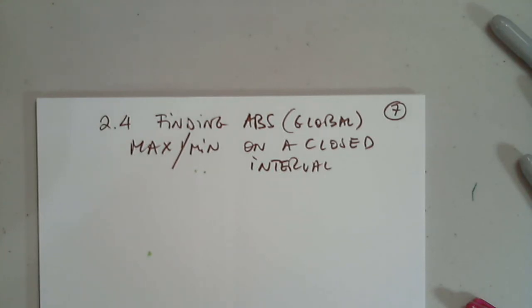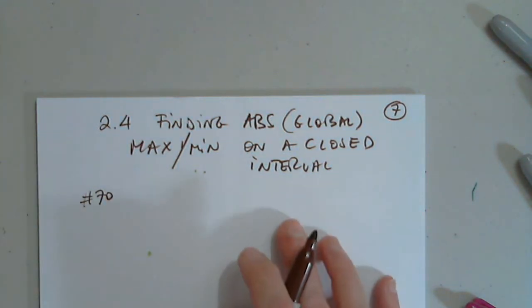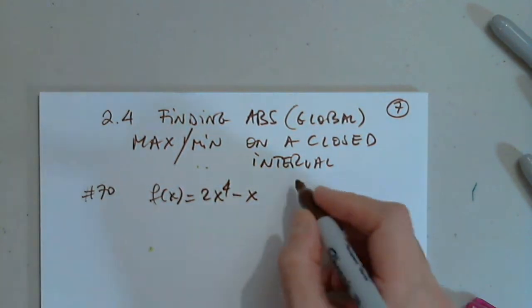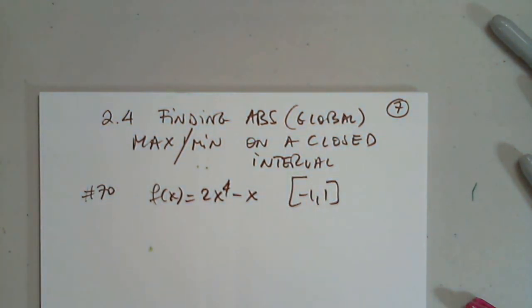So let's move on and look at something that is given on a closed interval. This is the whole purpose of this section, to discuss max-min on a closed interval. So let's choose a function. Let's start with 70. So 70 is f of x equals 2x to the fourth minus x, and the given interval is negative 1, 1. Perfect example. Let's start.